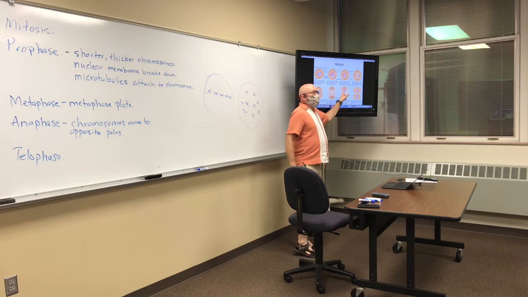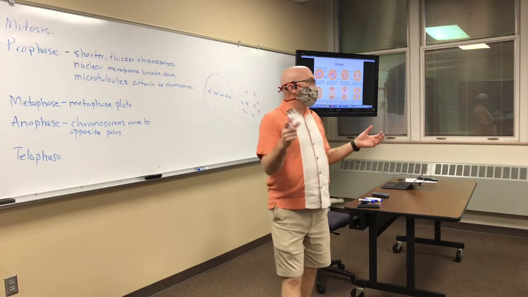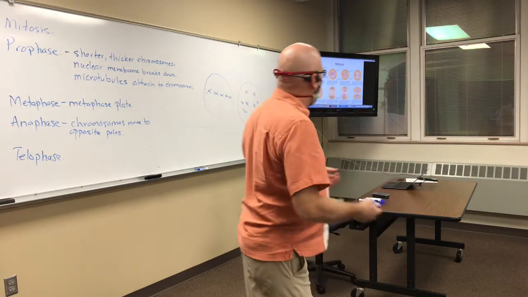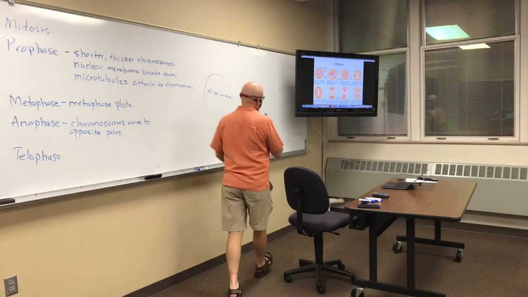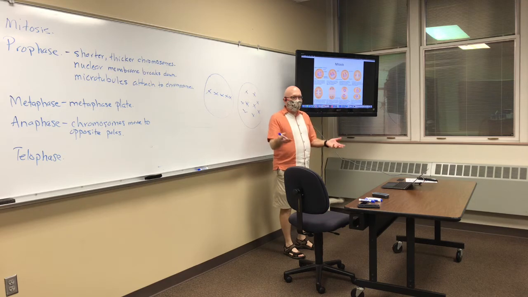But these new cells that are formed at the end of mitosis should be genetically identical to the cells that you started mitosis with. And so that's the nature of somatic growth. You produce new cells that are exactly like the old cells that the new cells came from.